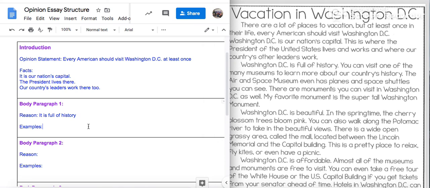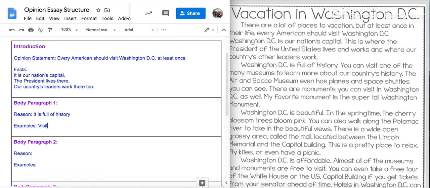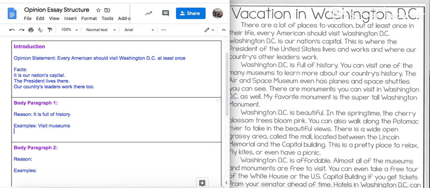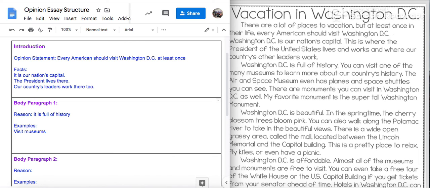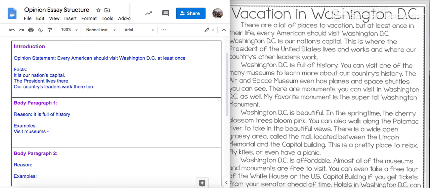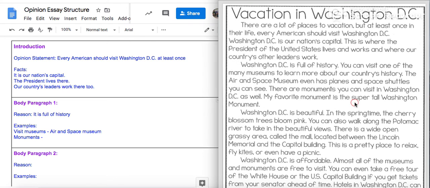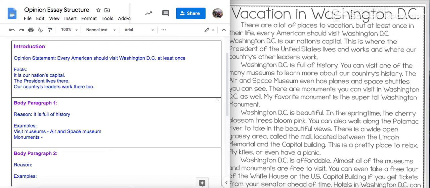So then she said you can visit many museums to learn more about the country's history. So her examples is you could visit museums. I'll put that down there. She gave an example. Let's go back like this. She talked about the Air and Space Museum. And she also talked about monuments. And her favorite was the Washington Monument.